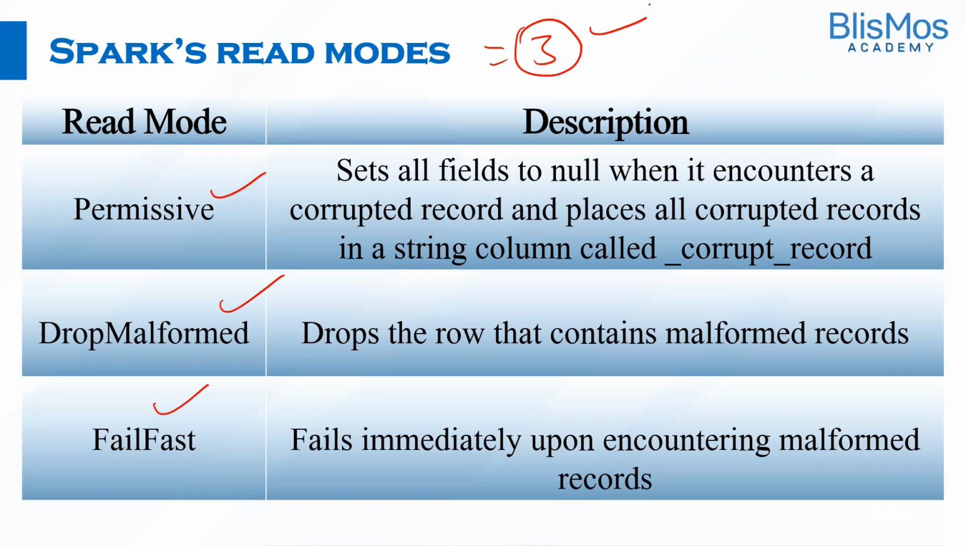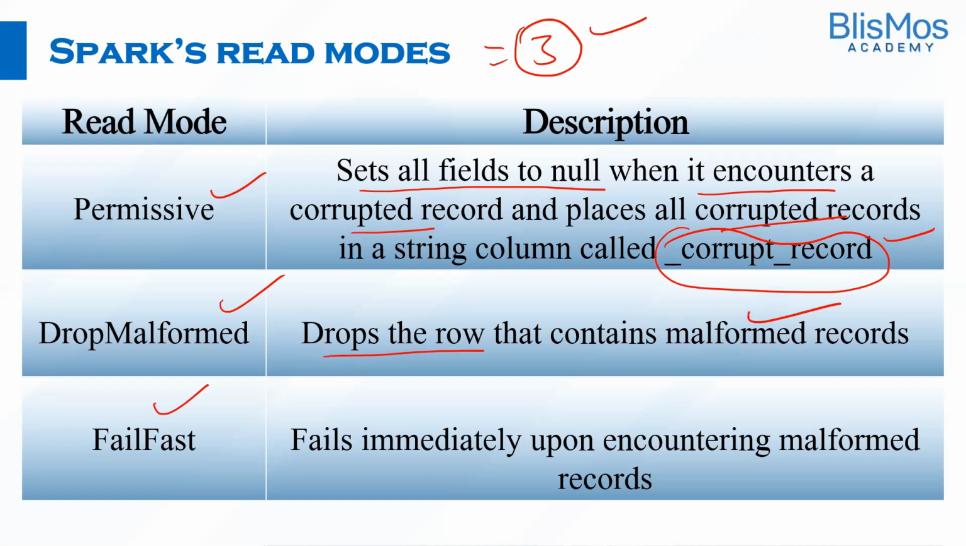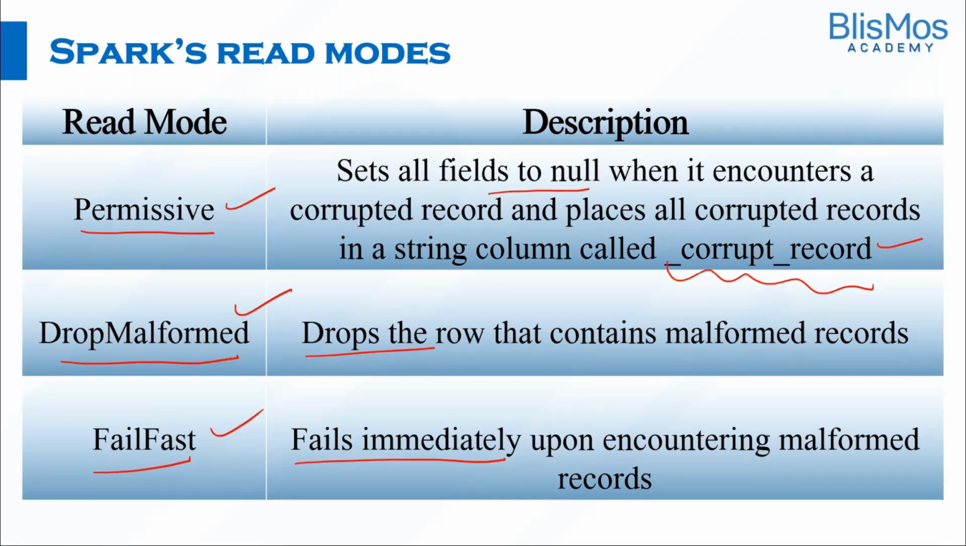When you create a data frame by reading the data from a file, we can provide these read modes. If you provide permissive read mode, what it does is it sets all the fields to null when it encounters a corrupted record, and all the corrupted records will be put into the corrupt record column. When you specify the dropMalformed option, it will drop all the rows that contain malformed records. When you specify the failFast option, it will fail immediately as and when it encounters the malformed records. Any idea which one may be the default mode here?